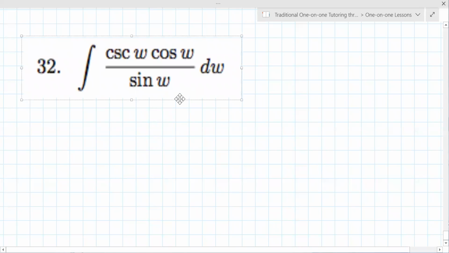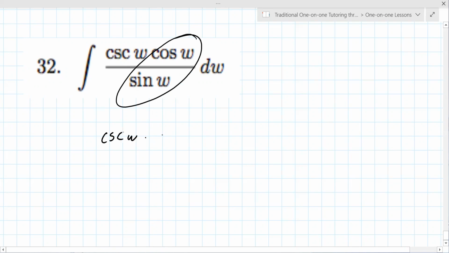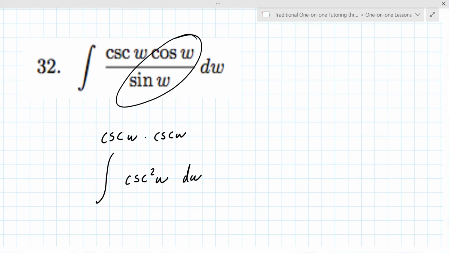Because I stare at this stuff for too long, I say, oh yeah, that's cosecant. So this is really cosecant w, cosecant w. So it's really cosecant squared w. And that's really useful because I believe that is one of the antiderivatives that you're supposed to know. Yes, it's the minus cotangent W plus C.